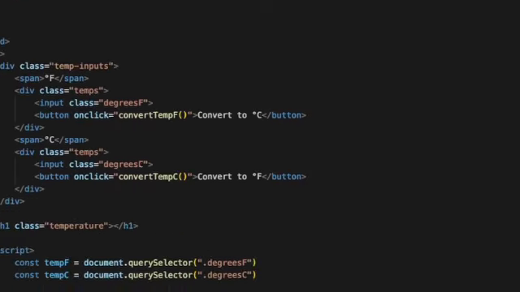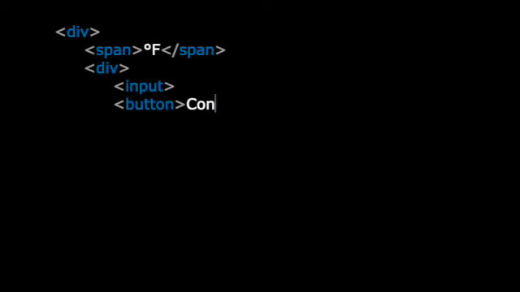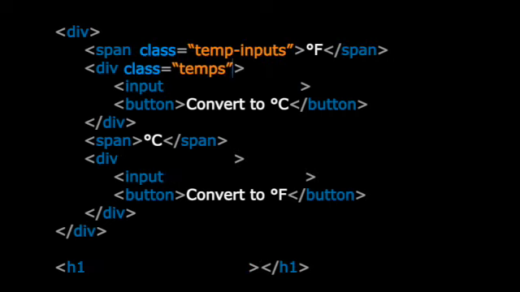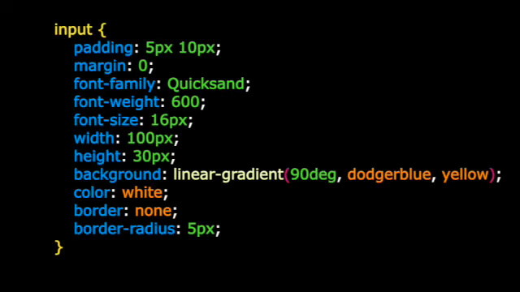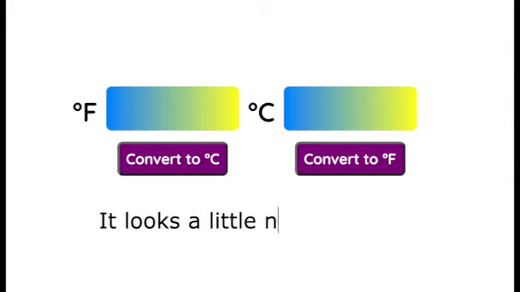We are going to set up a fairly simple temperature conversion app. Code the HTML like this. Add in your classes. Then code the CSS like this. It looks a little nicer this way.